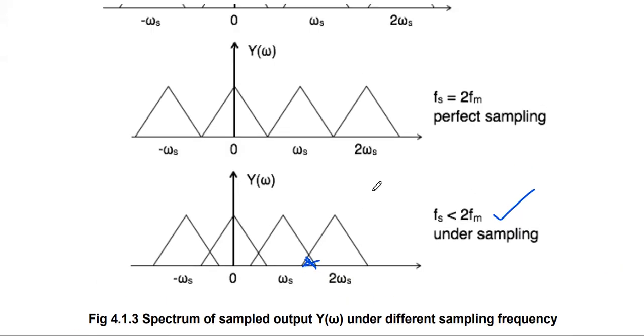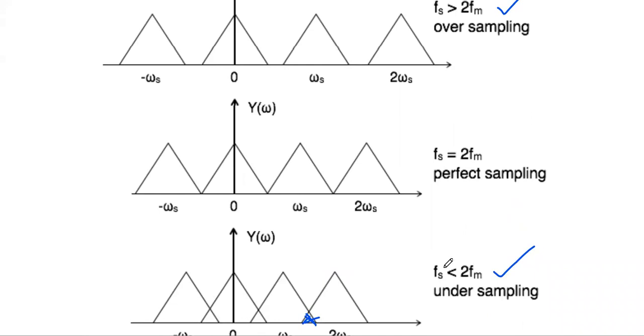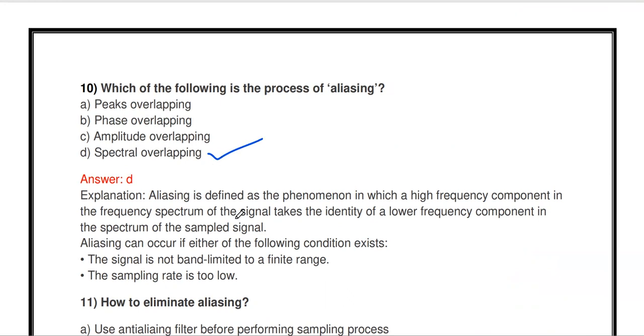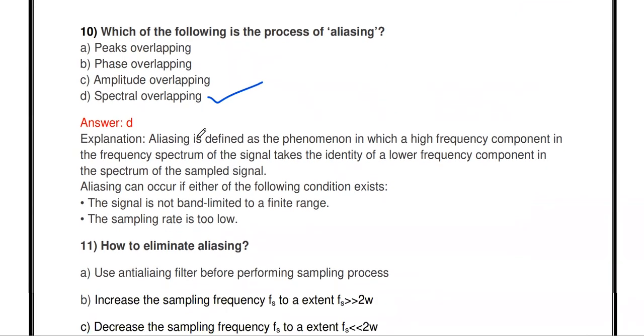So in which condition will aliasing occur? If you select the sampling frequency fs less than 2 fm. If we do not satisfy the condition fs greater than or equal to 2 fm, at that time we will get aliasing. So, which of the following is the process of aliasing? Peak overlapping, phase overlapping, amplitude overlapping, spectral overlapping. That is the answer.